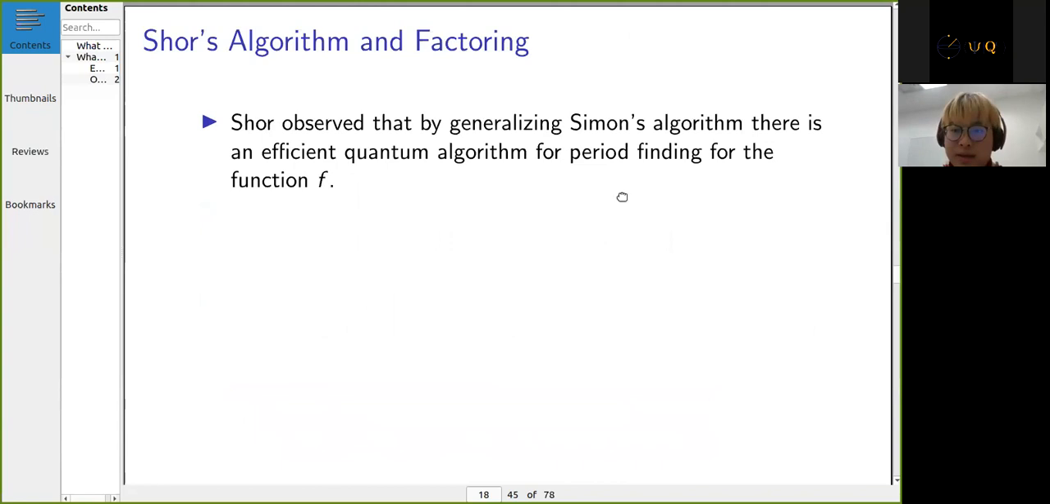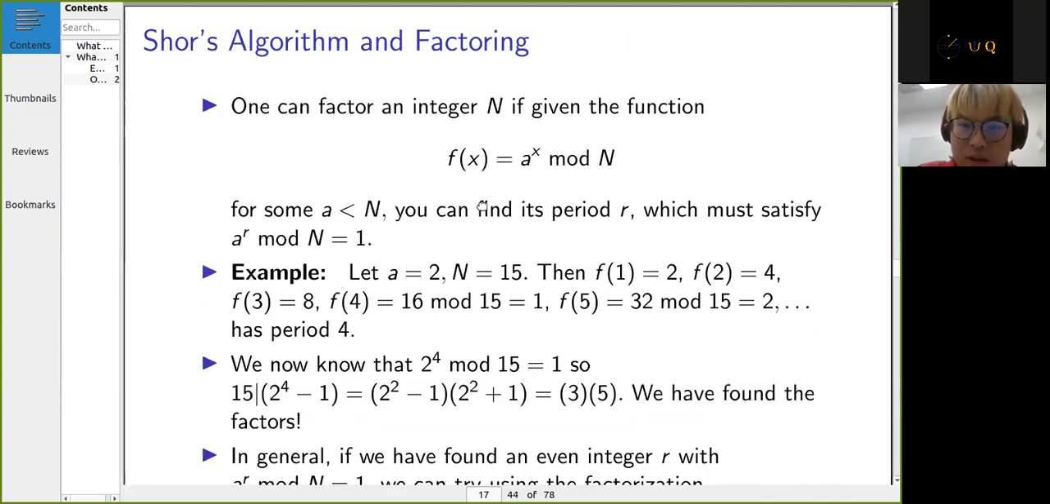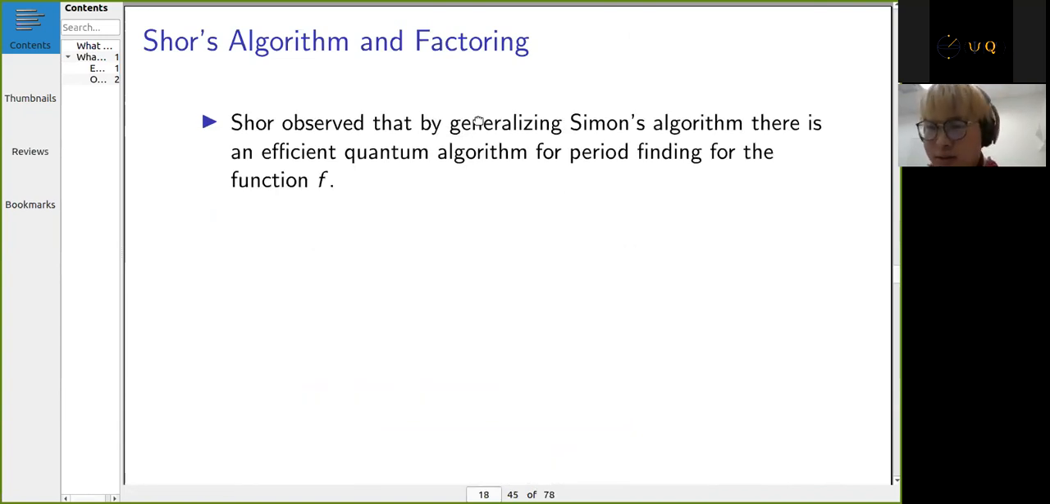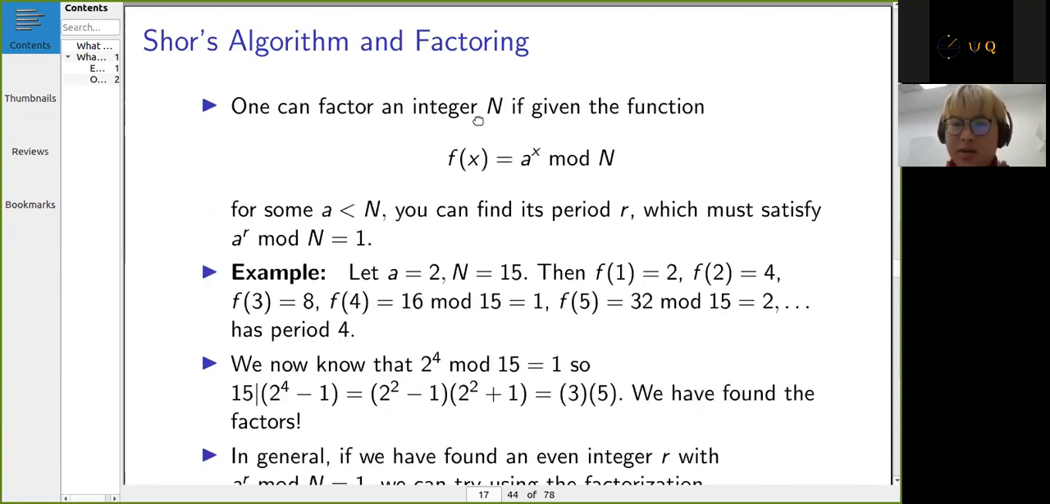So what Shor observed is that by generalizing Simon's algorithm, this leads to an efficient quantum algorithm for period finding of this function f that was just mentioned here. I won't go too much into the technical details, but for those who are interested, this uses something known as the quantum Fourier transform. You can use this quantum Fourier transform to find this period. And once you have the period, you can then factor your integer n using the procedure I described on the previous slide.